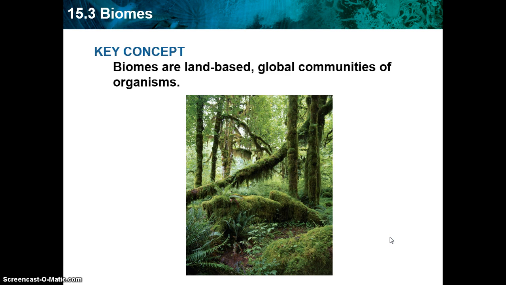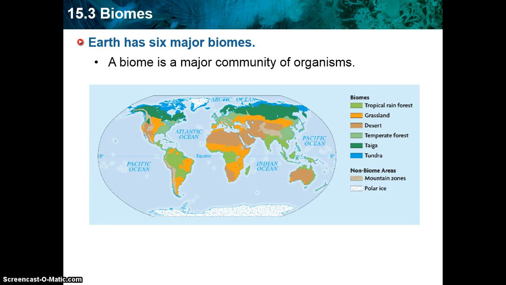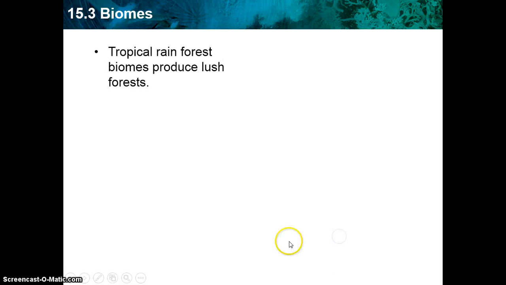Biomes are land-based global communities of organisms. And according to your textbook, the Earth has 6 major biomes. They consider them the tropical rainforest, the grassland, the desert, the temperate forest, the taiga, and the tundra. And you know, we've broken these up into the deciduous forest, there's a temperate rainforest. These are just very, very general.